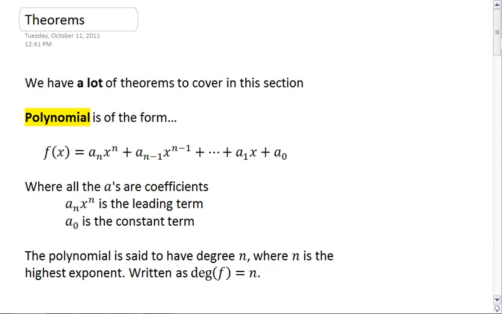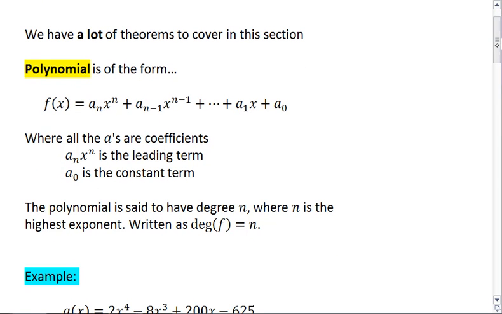The third section we'll cover in Chapter 4 is about theorems. We do have a lot of theorems to cover in this section, so make sure that you are paying close attention and make sense of all of them.